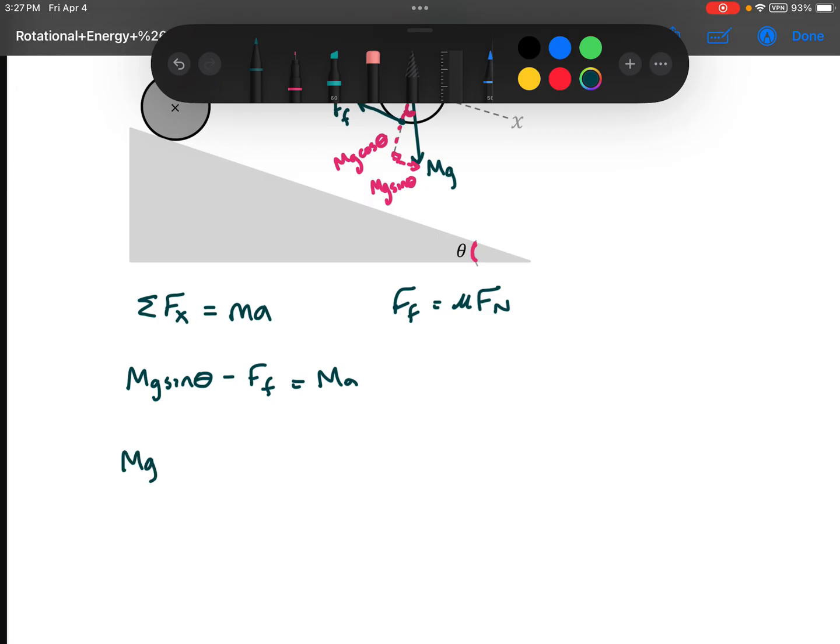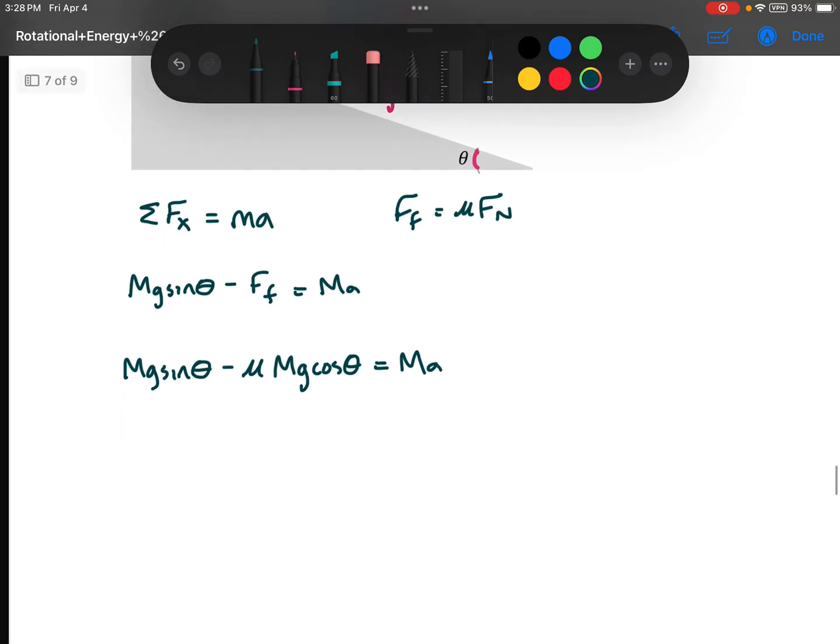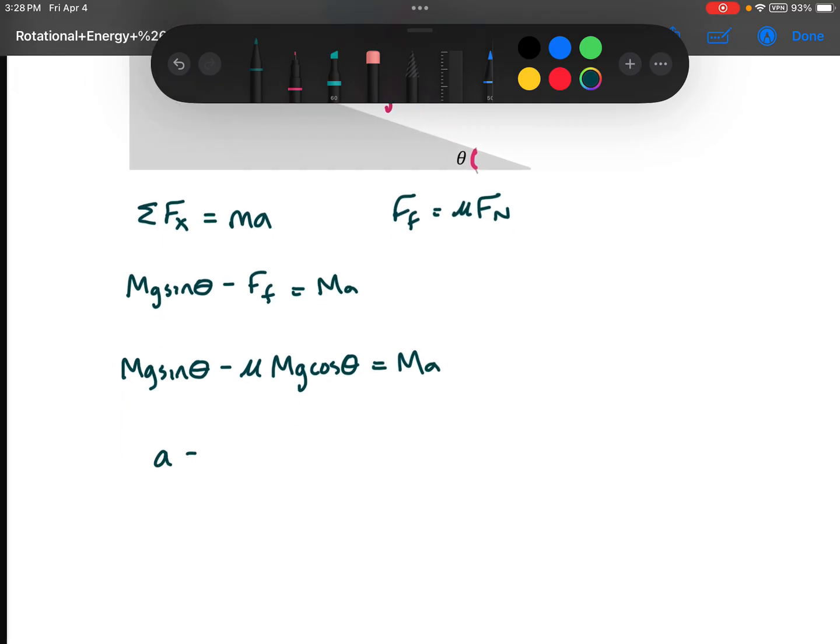So mg sine theta minus mu times mg cosine theta equals Ma. And we can do a little rearranging, just dividing everything by capital M. And we get a equals g sine theta minus mu g cosine theta.